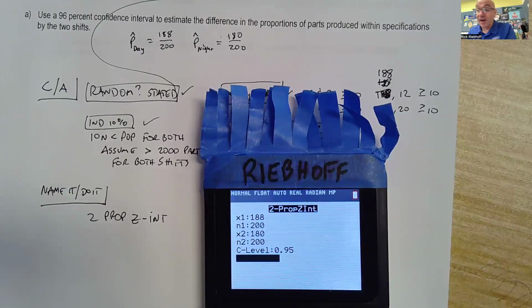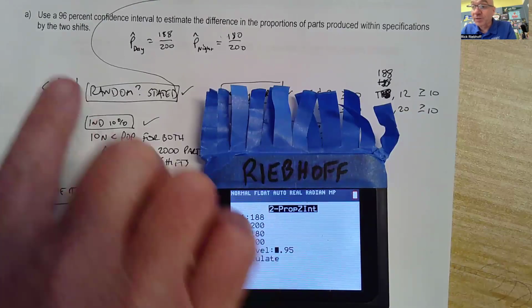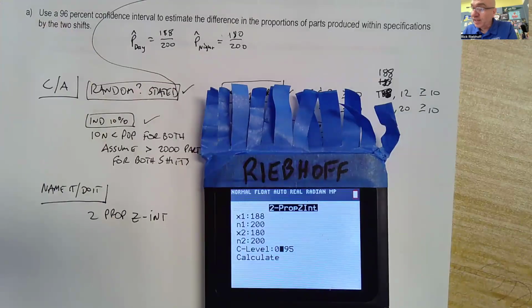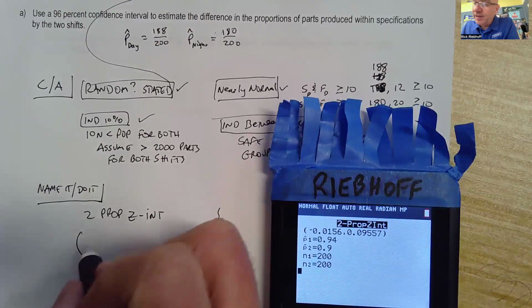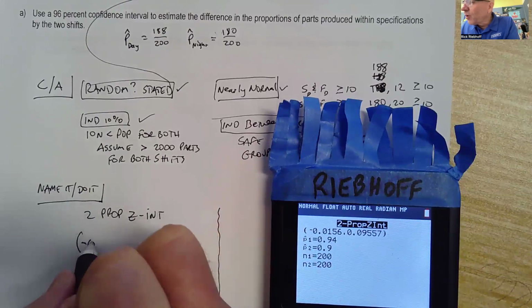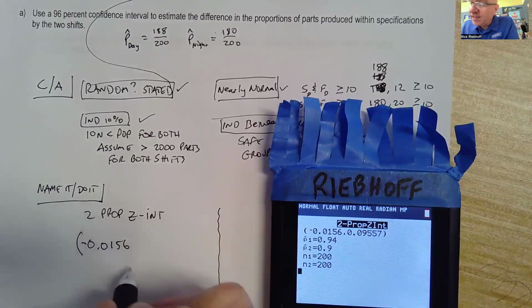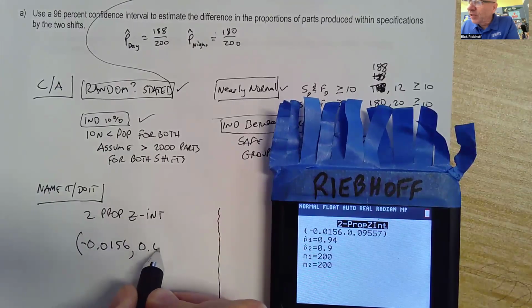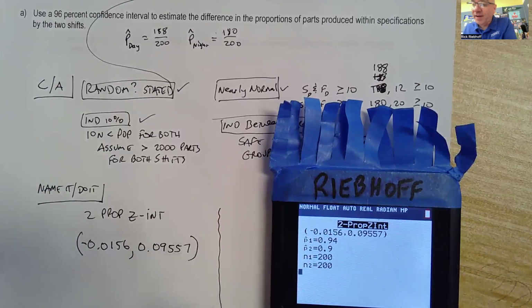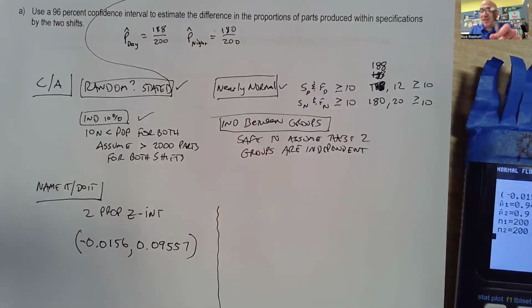I'm just going to go quickly to calculate and we're going to write this down so we have it. Ready? Oh, it said 96% confidence interval, so I need to change that to 0.96 and press calculate. Let's write this down before I go to that conference. All right, negative, that's important, 0.0156, comma, positive on this one, 0.095557. Good. We'll come back in a second after this conference.